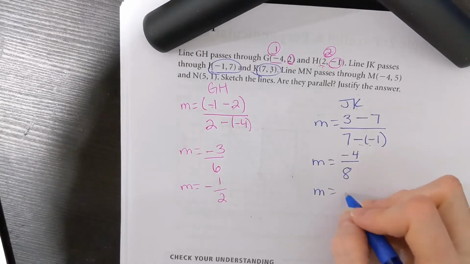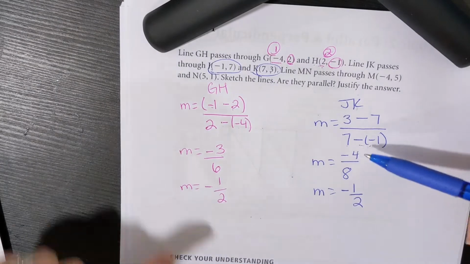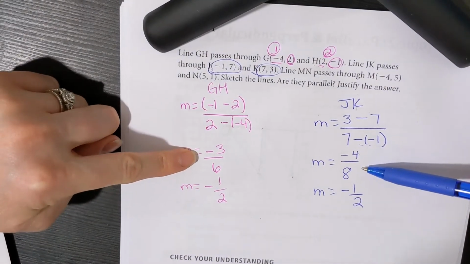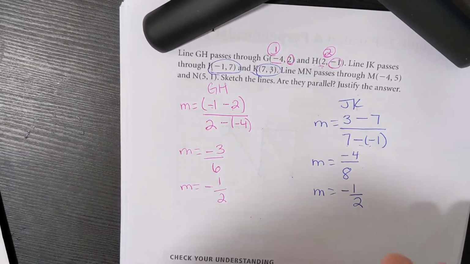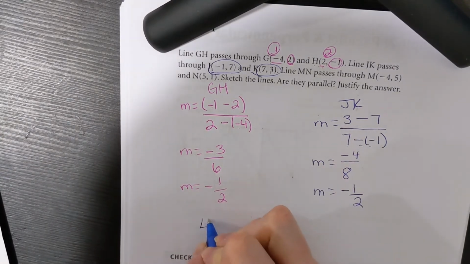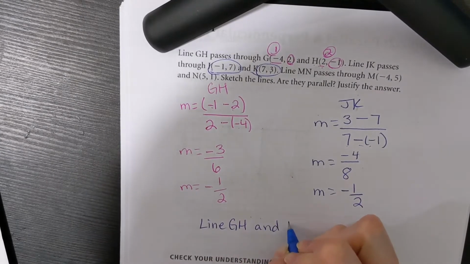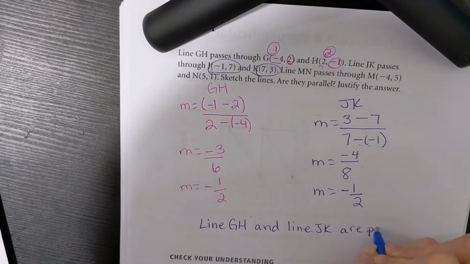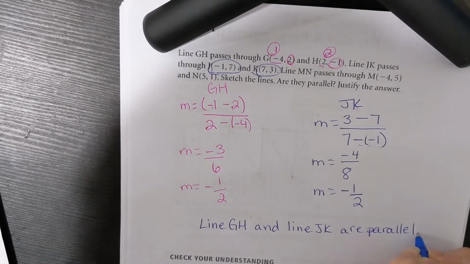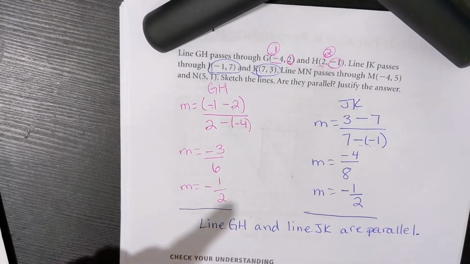Once we reduce that, you can see why it's so important that you reduce it, because if you compared these two, you might think that they're different. But once you reduce them down, you can see they're both -1/2. So line GH and line JK are parallel because they have the exact same slope.